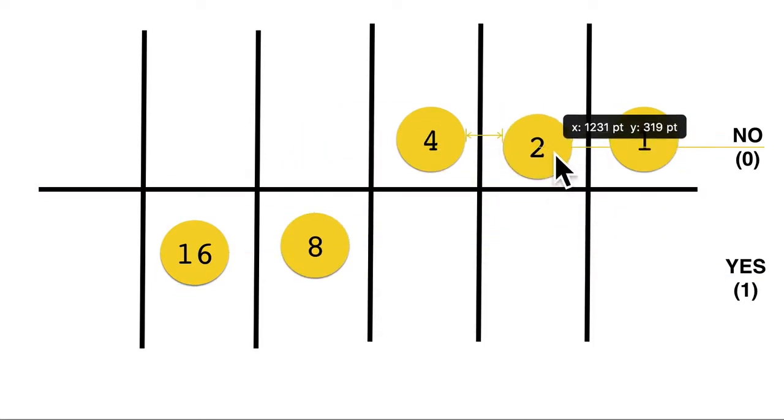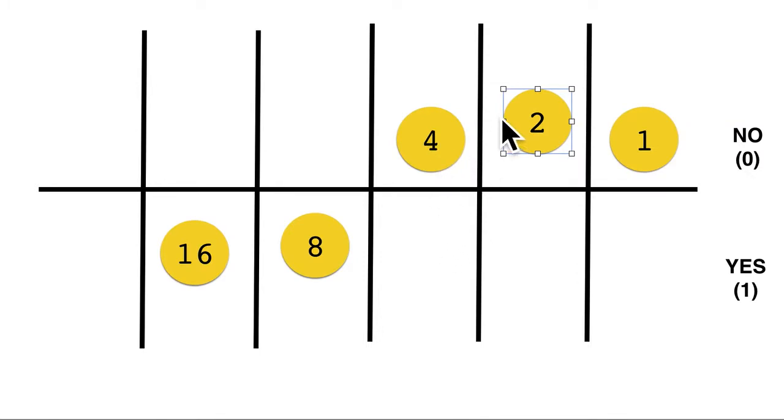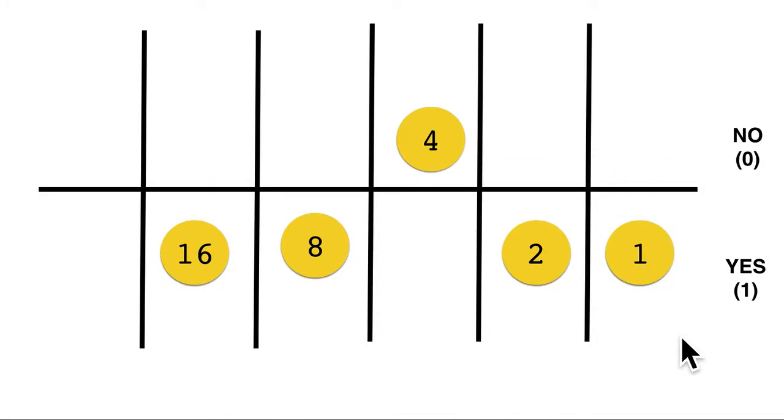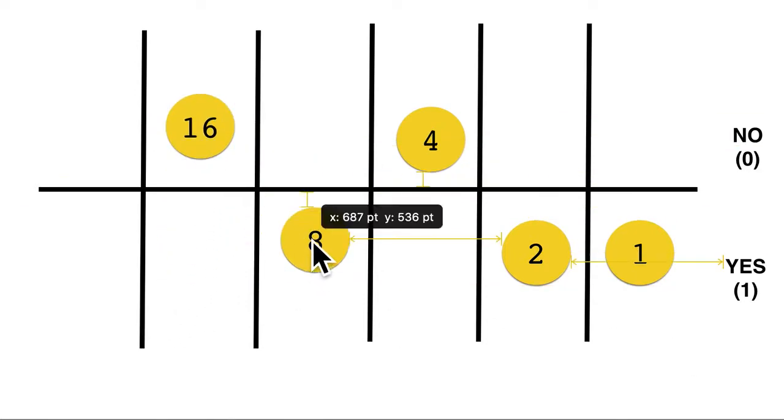If you add the 4, that's too much, right? That would be 28. So we would add the 2, and that gets us to 26, and then I add the 1, and that gets us to 27. So that's pretty cool. So this keeps track of what you're using and what you're not using.